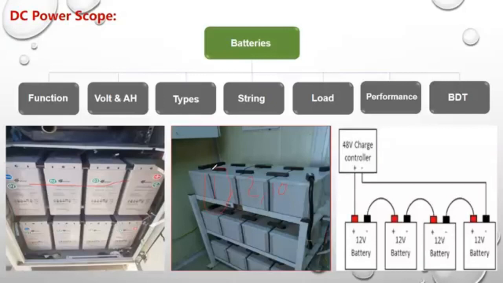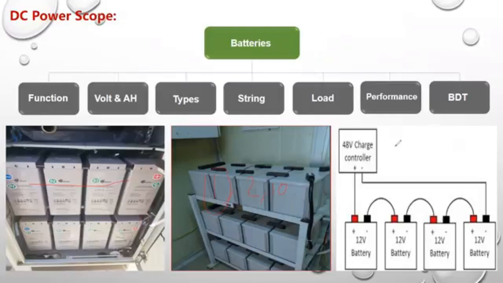So again, this dust will turn into mud and will close the battery pores. It's better to dry dust with a blower or a piece of cloth, as we mentioned, instead of using water first.